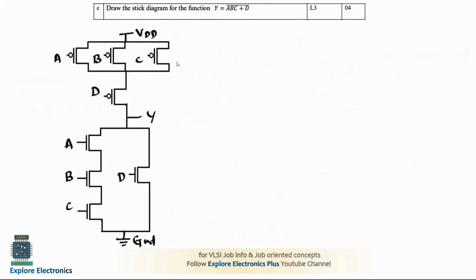Then comes: draw the stick diagram for the function y is equal to (a into b into c plus d) whole bar. So for this is the circuit. In the pull down network you can see a into b into c is there. So to get that we need to connect the 3 transistors with gate inputs a, b, c in series, and d will be plus d, so we need to connect it in parallel. And in the pull up we need to connect a, b, c in parallel, in series with the d transistor, and at the junction of pull up and pull down networks we need to take the output y, and the pull up network will be connected to VDD and the pull down network will be connected to ground.